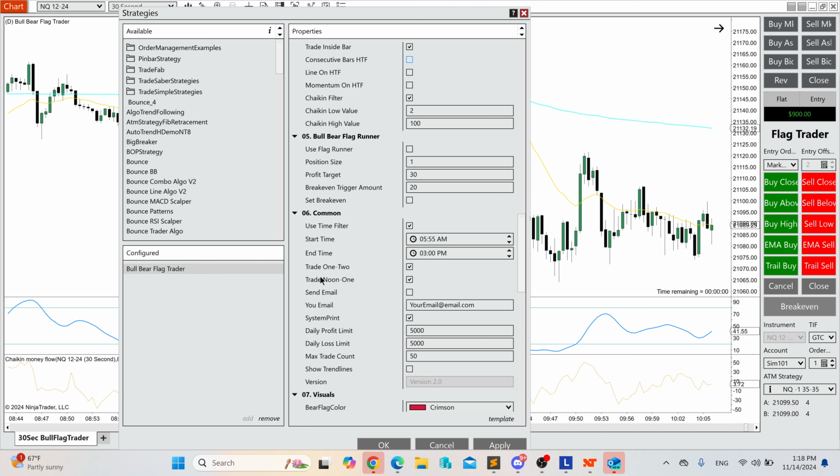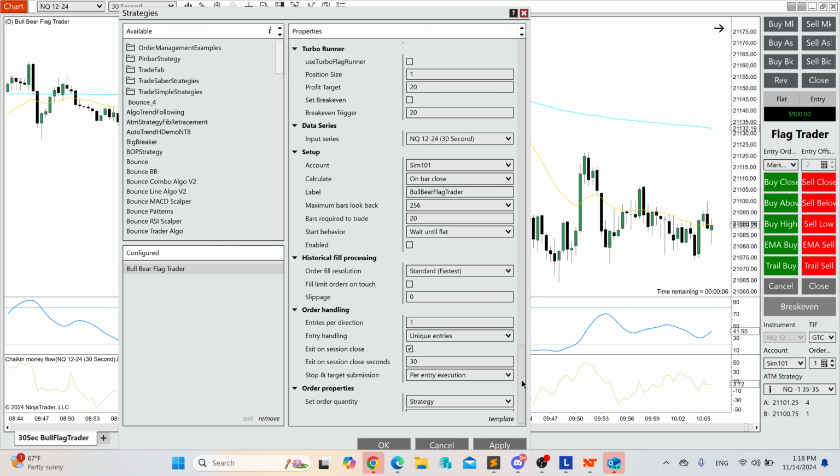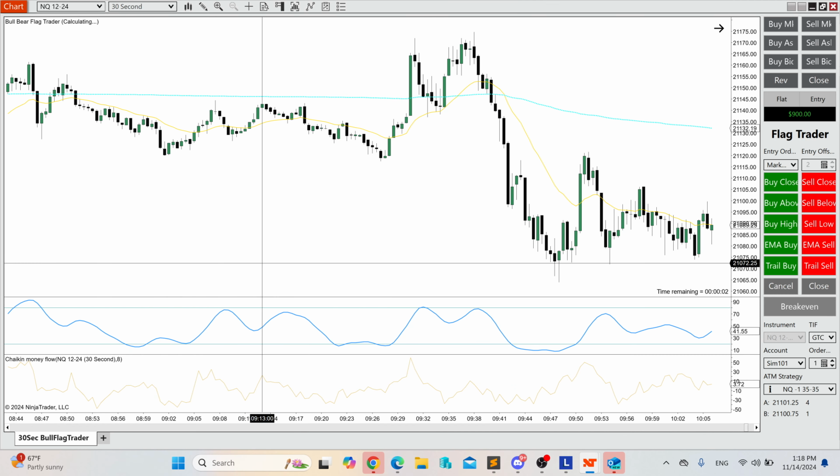And I've also added these two options where, if you don't want to trade from noon till 1, or from 1 to 2, you want to deselect this. But if you do want to trade during lunchtime, you can select them and trade like that. So these are the filters that I've added to the bull flag strategy.